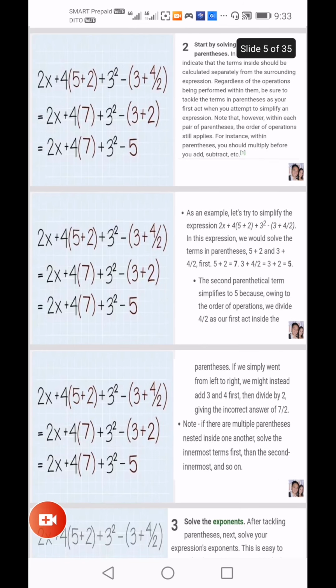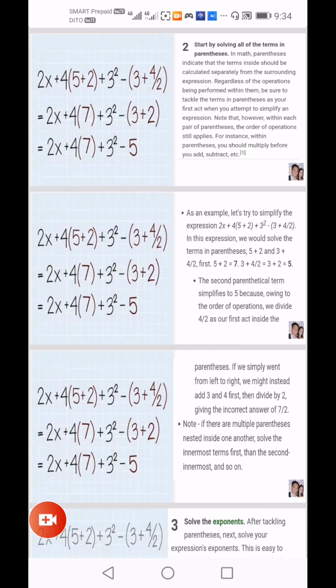As an example, let's try to simplify the expression 2 times (2x plus 4), open and close parentheses, (5 plus 2) plus 3 squared minus (3 plus 4 over 2). In this expression, we would solve the terms in parentheses, 5 plus 2 and 3 plus 4 over 2. First, 5 plus 2 equals 7. 3 plus 4 over 2 equals 3 plus 2 equals 5.